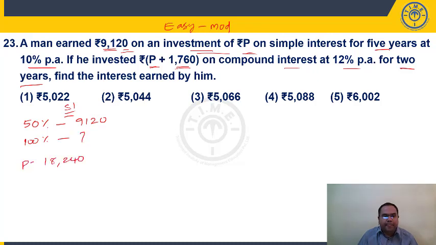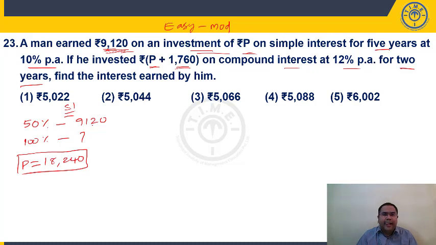This is his principal. See, don't take X and all those, it's a waste of time. I is equal to PTR by 100, all those. Simple interest for 5 years at 10% per annum. First year 10%, second year 10%, third year 10%, fourth year 10%, fifth year 10%. So altogether 50% is getting interest on principal. So 50% value is 9,120. That's the interest he has earned. 100% should be my principal, how much?